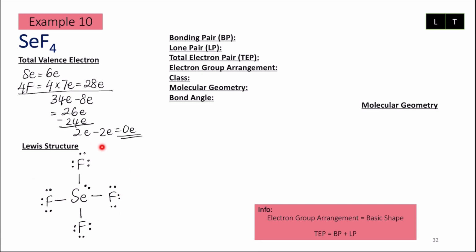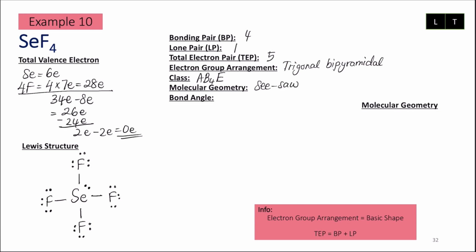So right now from this Lewis structure, Se is my central atom. Se has 4 bonding pairs, and then lone pair untuk Se kita ada 1 kat sini. So 4 plus 1, the total electron pair should be 5. So the electron group arrangement, the basic shape, should be trigonal bipyramidal. And after that, the class is already different sebab kita ada 4 bonding pair dan 1 lone pair. It should be AB4E. And the next one, kita ada molecular geometry for AB4E is seesaw, jongkan-jongkit.